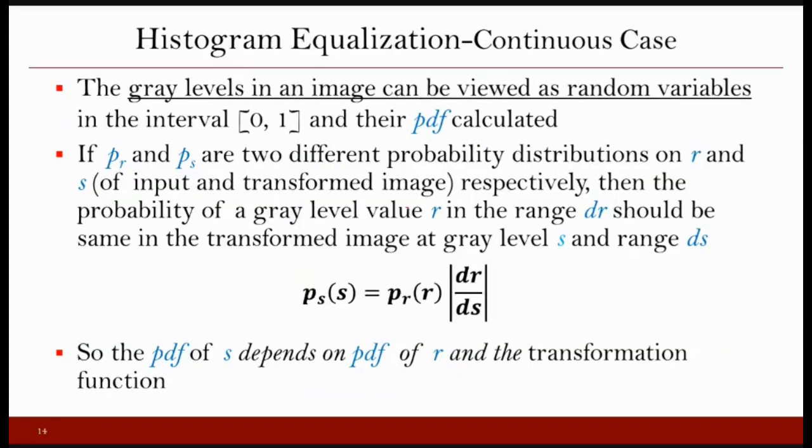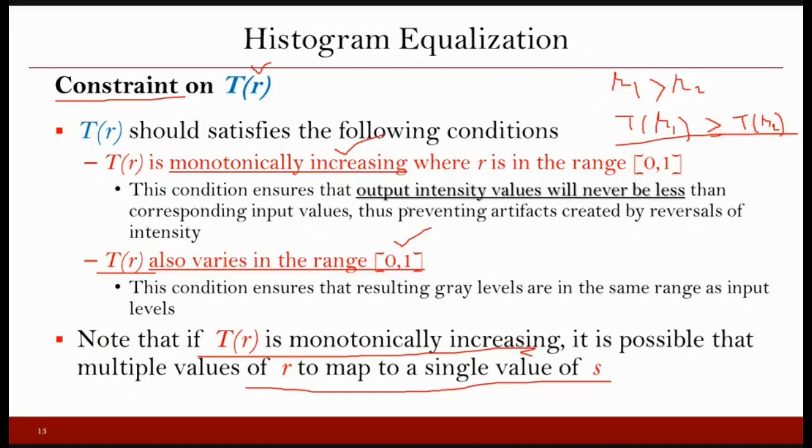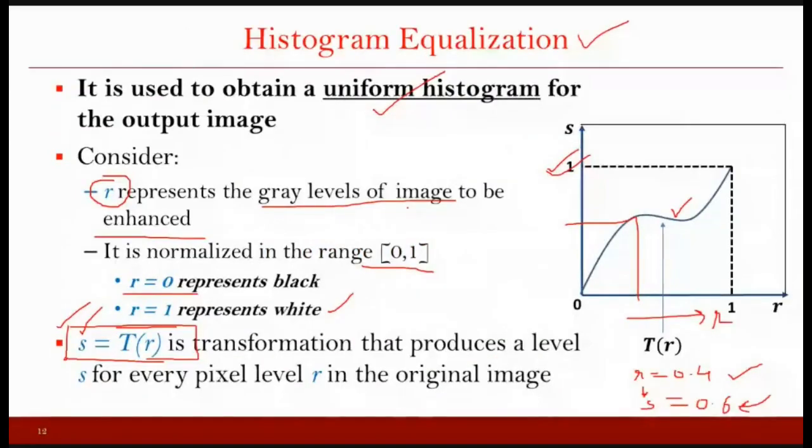Okay. Now, however, here the objective is to find out this transformation function T(r). Okay, and what is the characteristic or the basic requirement of this T(r)? This T(r) should give you the uniform histogram. Right? It should give a uniform histogram.